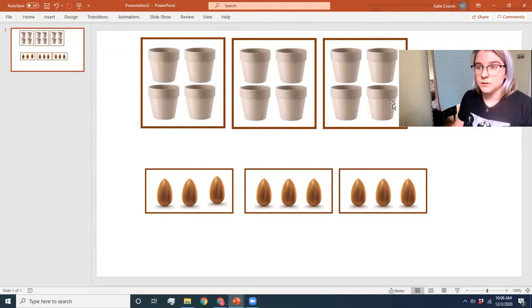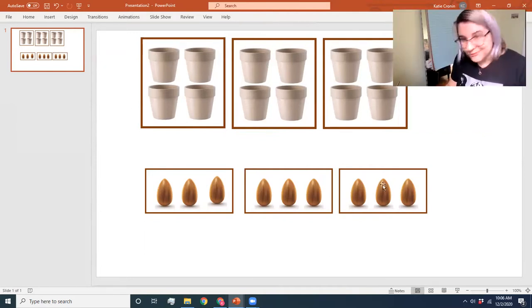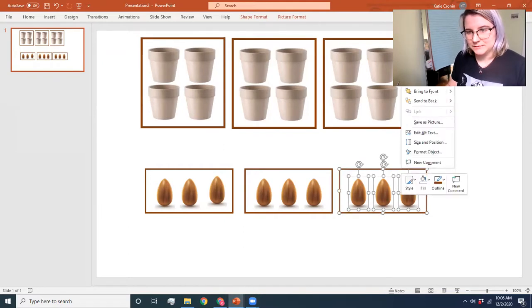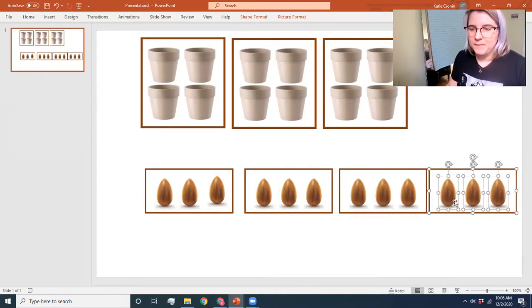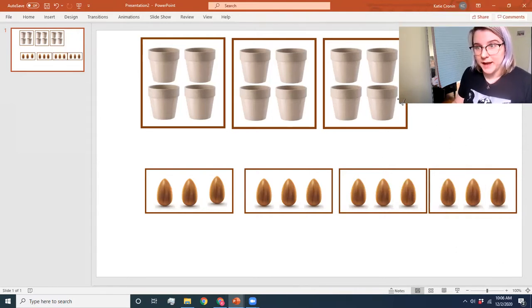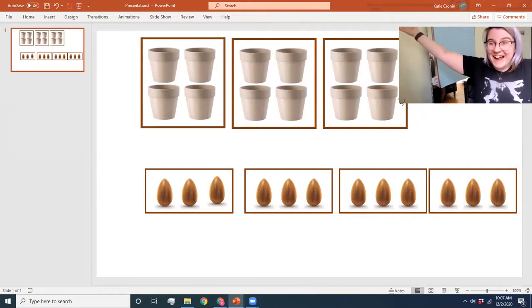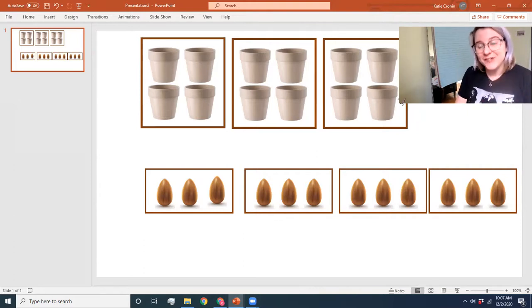Now, how many do we have? 8, 9, 10, 11, 12. 4 times 3 is 12. We have 12 pots and 9 seeds. So, what do we need? We need more seeds. Okay. So now we have 4 bags of 3 seeds. How many seeds do we have? We have 12 seeds. And how many pots do we have? We have 12 pots. So we figured it out, guys. I need to buy 12 of each. I need to buy three boxes of pots and four boxes of seeds, and then I will have an equal amount.